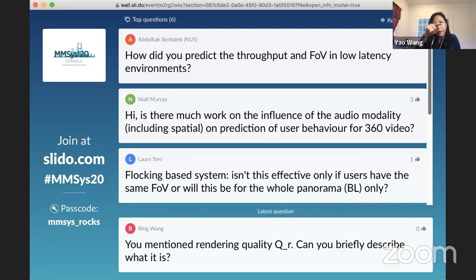So for example, if the past FOV goes like this, I don't know, can you see me or not? Not, right? It depends on the audience. I can see you. Right.